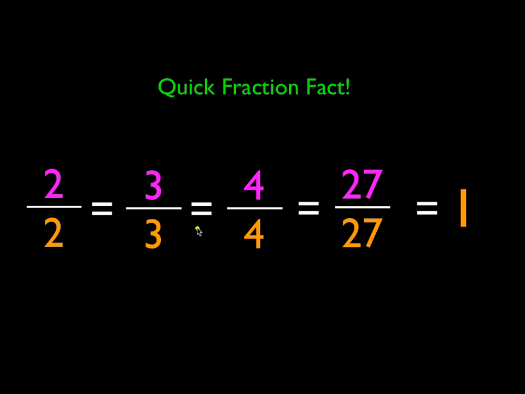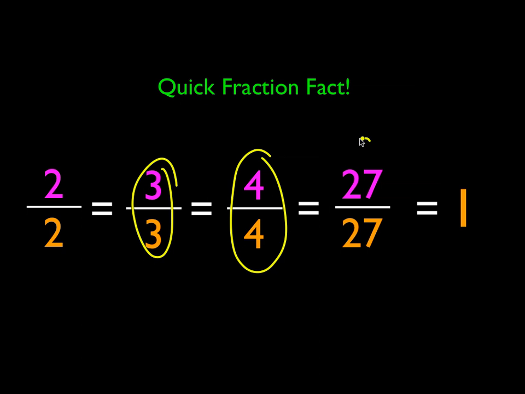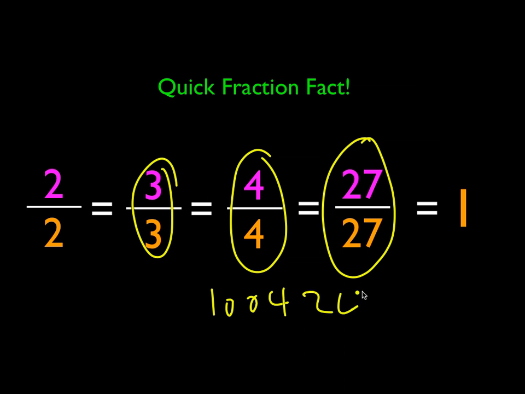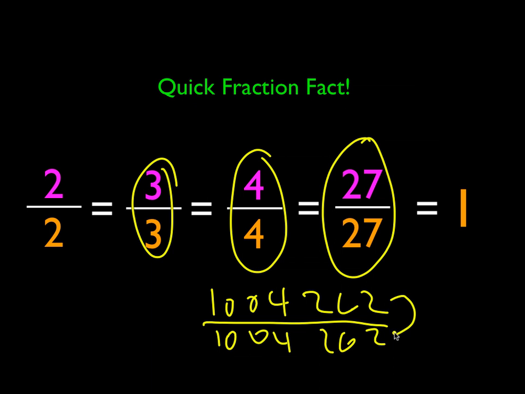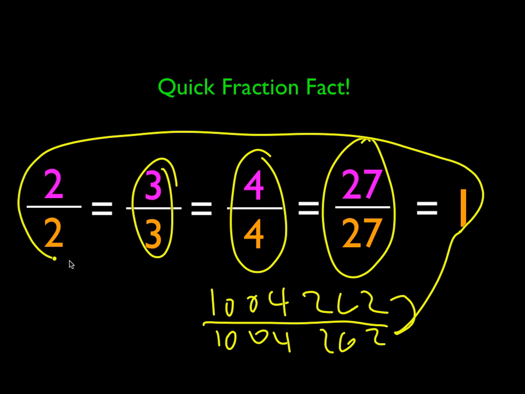Now, let's review a quick fraction fact. Any number over itself, 2/2, 3/3, 4/4, 27/27, 1,004,268 over 1,004,268. As long as these two numbers are the same, those are equal to 1. So that's just a multiplication fact. As long as the top number and the bottom number are the same, then it equals 1.